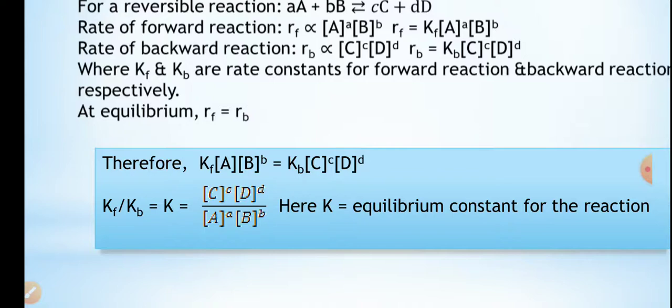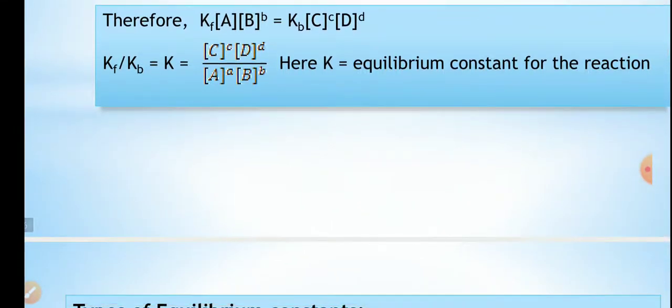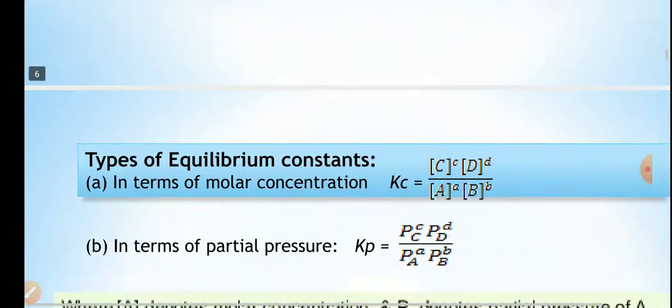Now Kf by Kb is a constant and it can be replaced by K. Then it will be [C]^c [D]^d divided by [A]^a [B]^b. Here this K is the equilibrium constant, and the equilibrium constant has very important terms in concern of the chemical reaction.